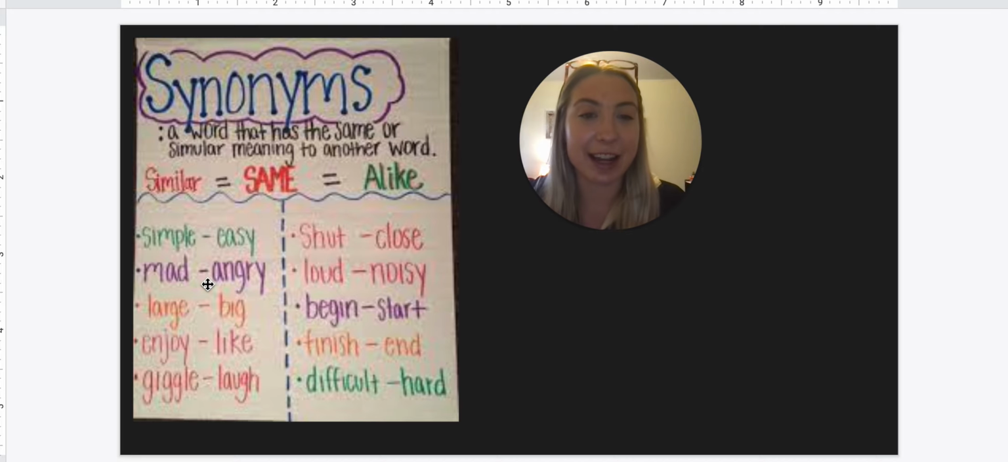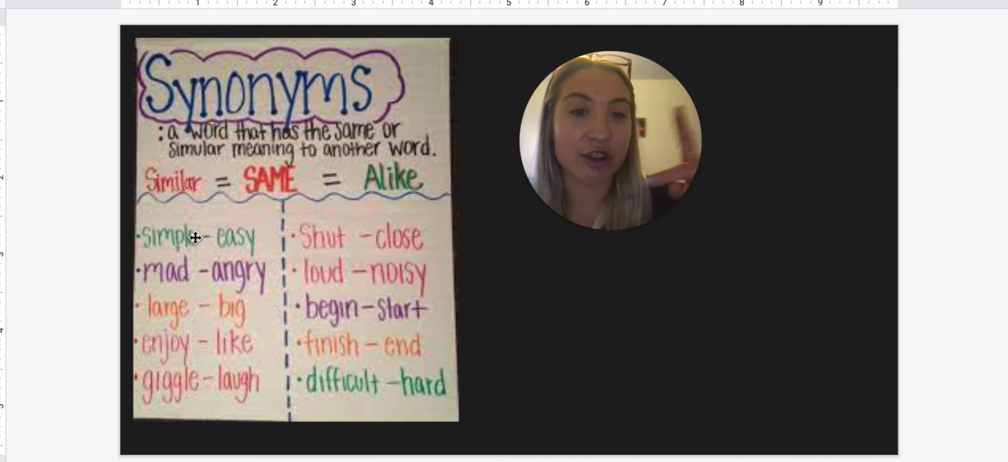So these mean that we can change them in a text. So if we're using simple and easy, we can interchange those words. I could say math homework was easy today. I could also say math homework was simple today. They mean the same thing. Same with shut and close, loud and noisy, begin, start, finish, and difficult, hard. So these are all words that are alike. They all have a similar meaning.